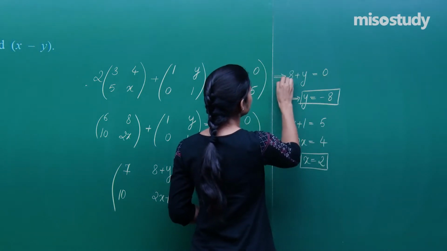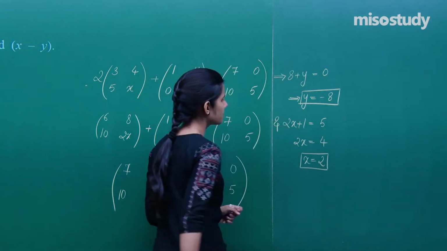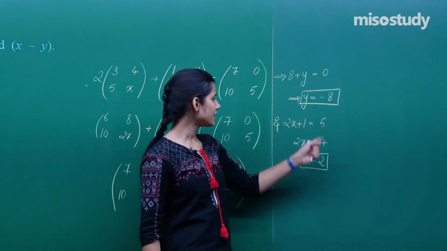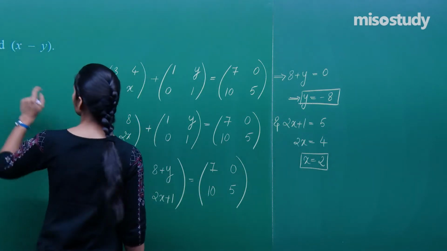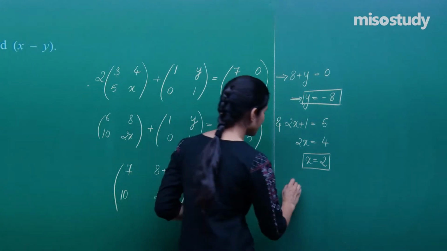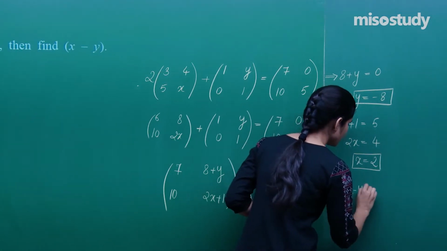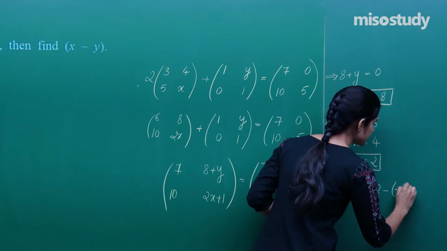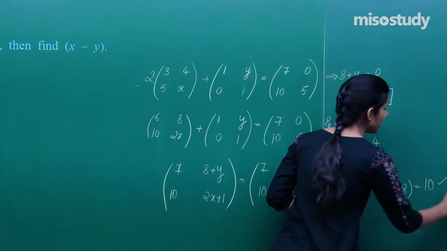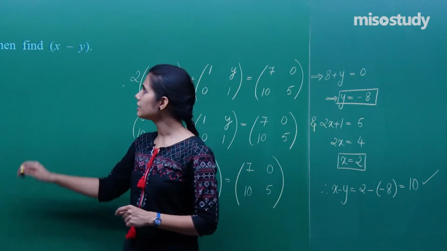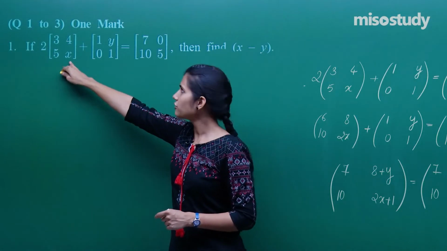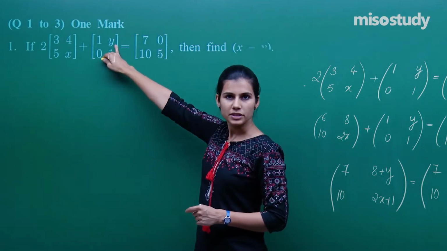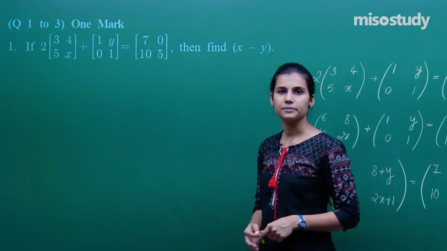So this implies 8 plus y is 0 and 2x plus 1 is 5, which means y is minus 8 and x is equal to 2. The moment you have x and y's value computed, you can very easily compute x minus y, which is 2 minus minus 8 and that is 10. So your answer is that the value of x minus y, if x is the 2 2th element of this matrix and y is the 1 2th element of this matrix, is equal to 10.